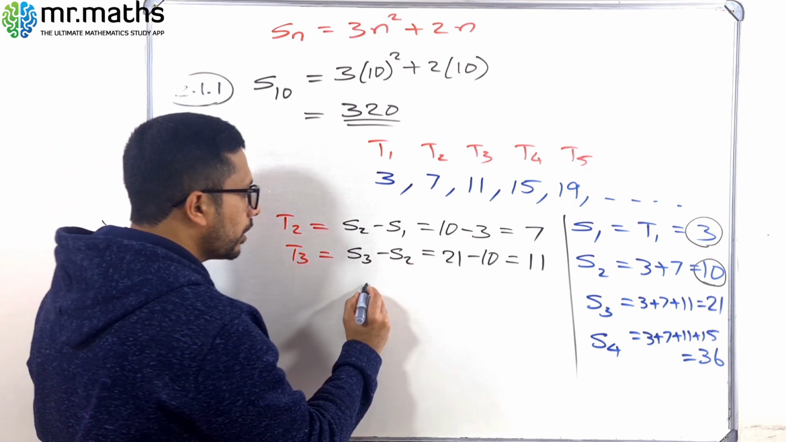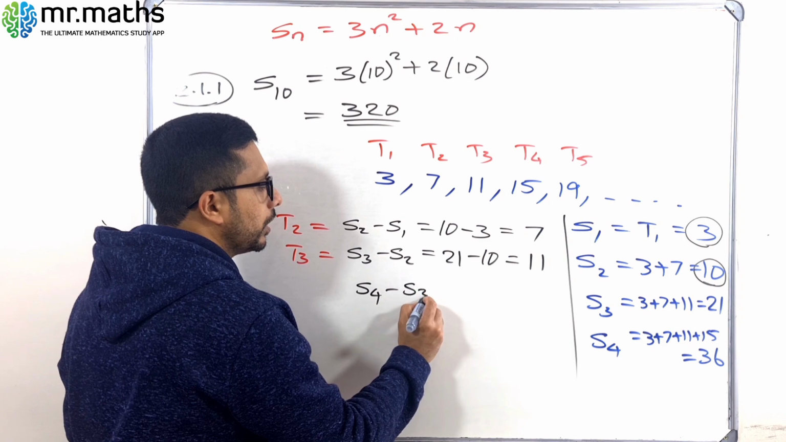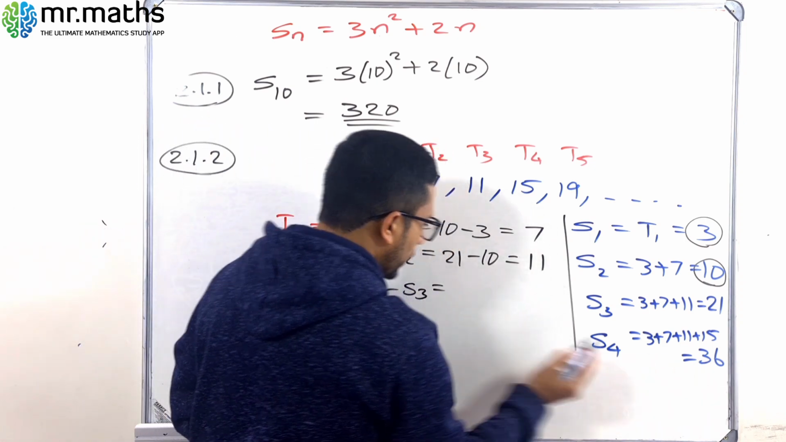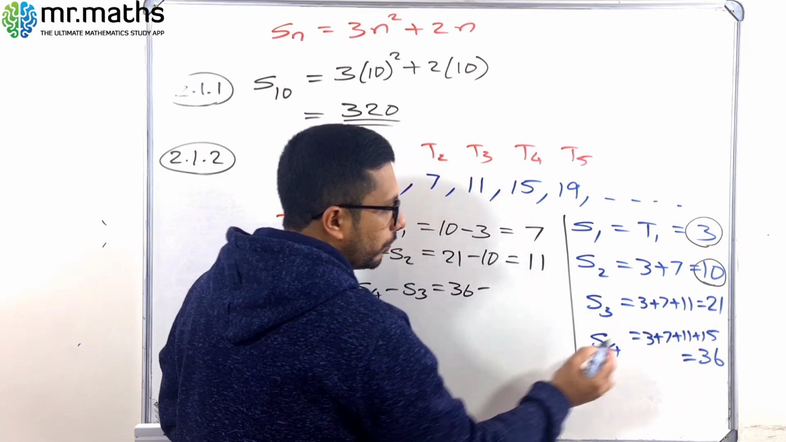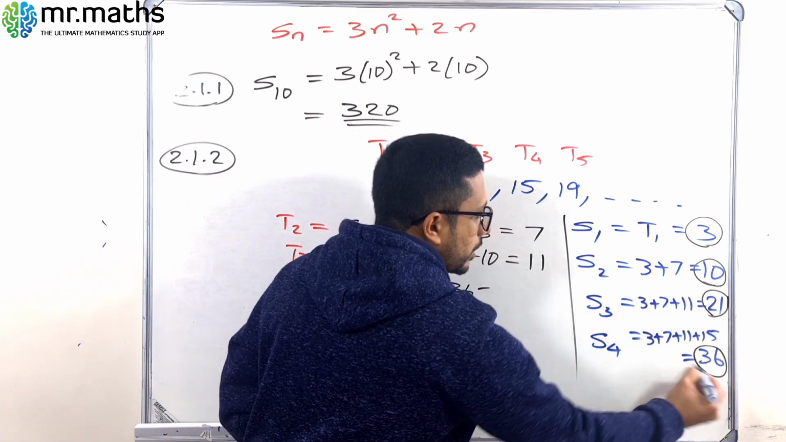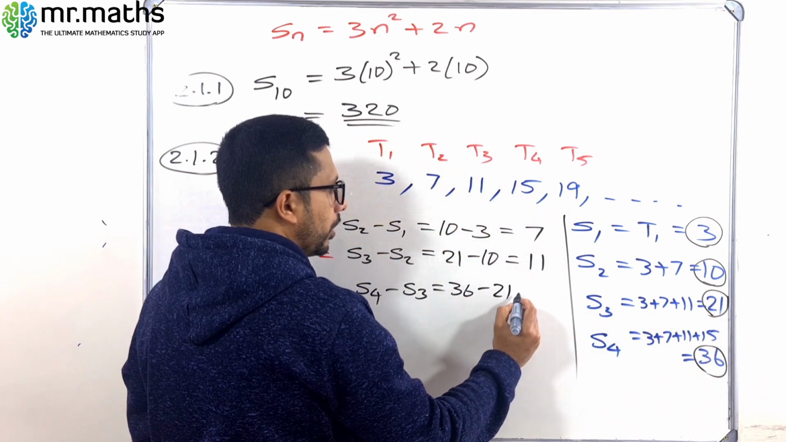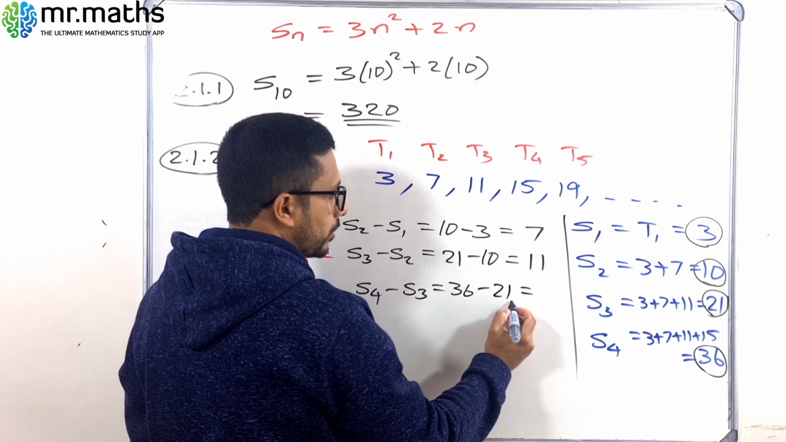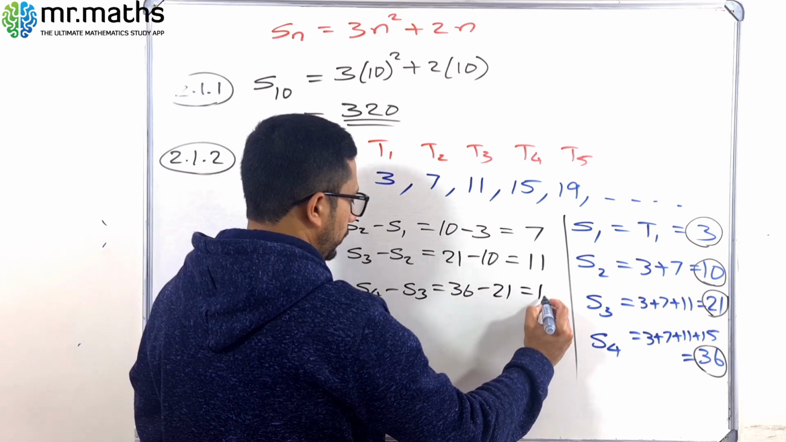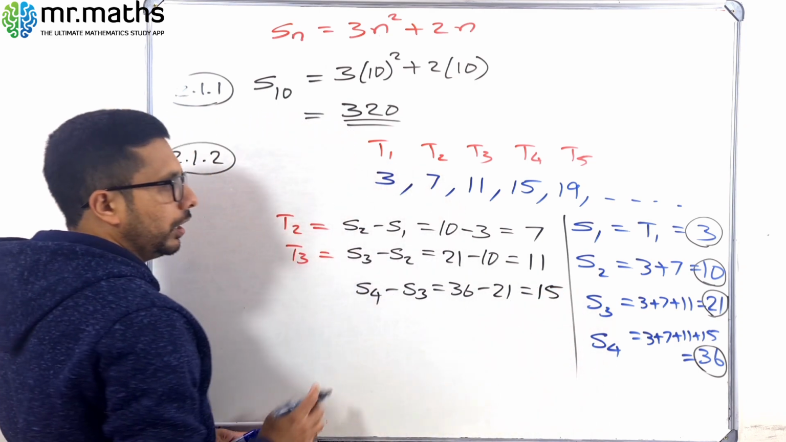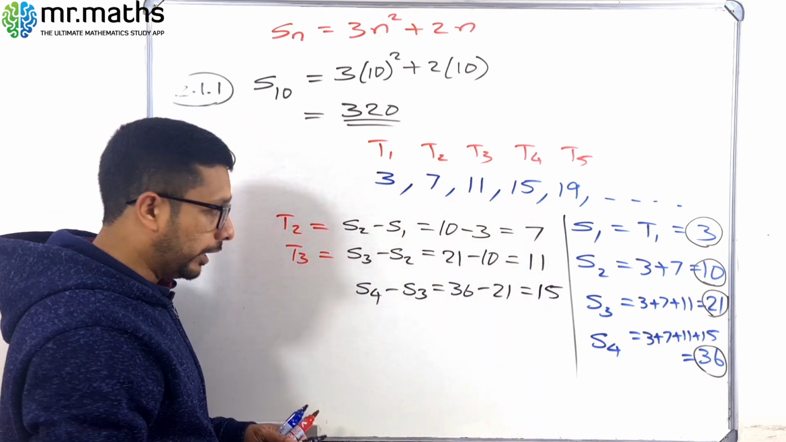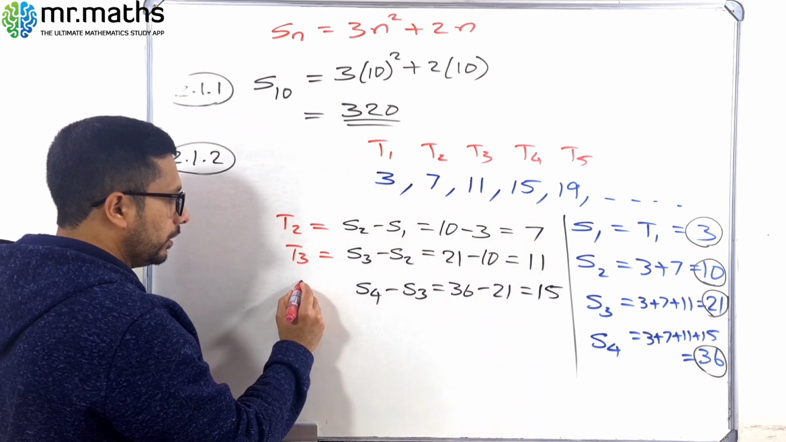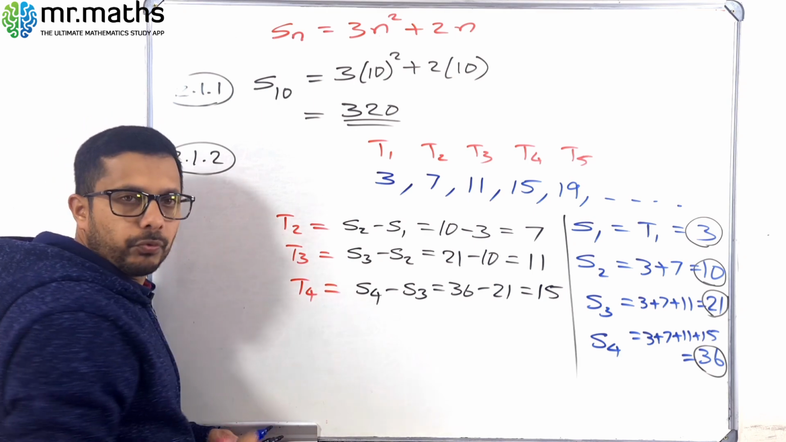Now if I check what is S4 minus S3. What is S4? 36. 36 minus S3, 21. This is S3, this is S4. So 36 minus 21 is 15. So look at this one. This 15, what is the fourth term? 15. That means here I can write that is the same as T4.